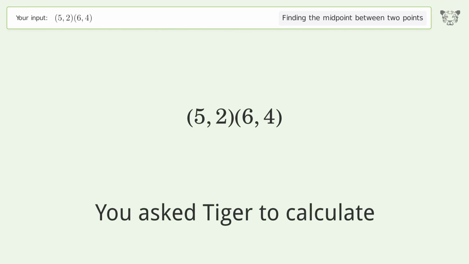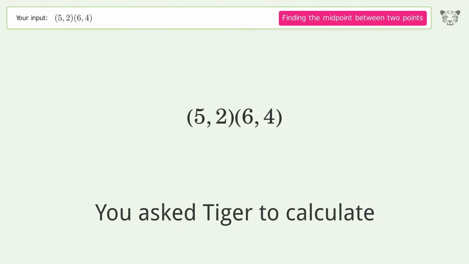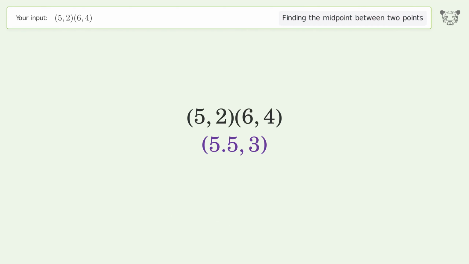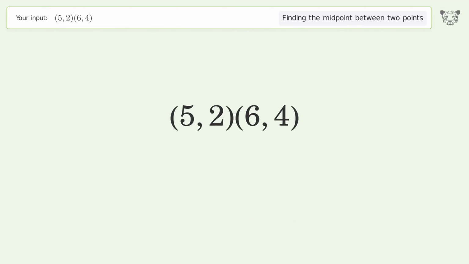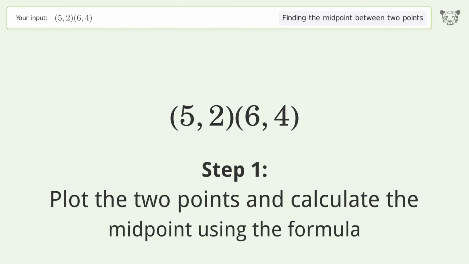You ask Tiger to calculate. This deals with finding the midpoint between 2 points. The midpoint between the 2 points is 5.53. Let's solve it step by step. Plot the 2 points and calculate the midpoint using the formula.